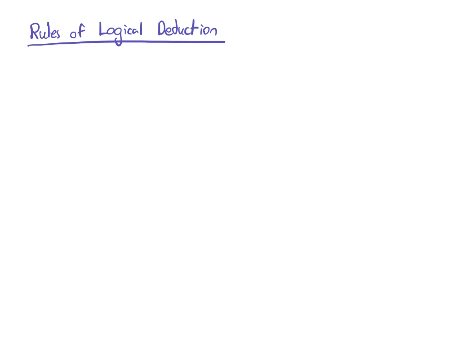So the first and maybe most important rule of logical deduction is called modus ponens. What modus ponens says is pretty straightforward. Suppose I have two premises. Premise one, P implies Q, and premise two, P is true. In that case, I can deduce that Q is true. So modus ponens says, P implies Q and P, those two statements together mean that Q is true.